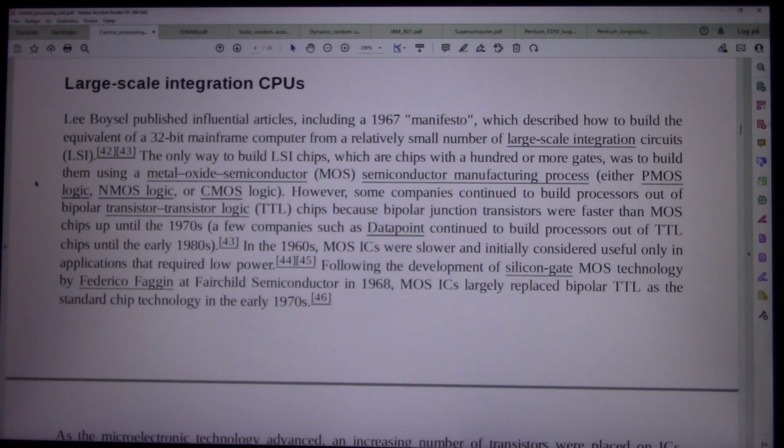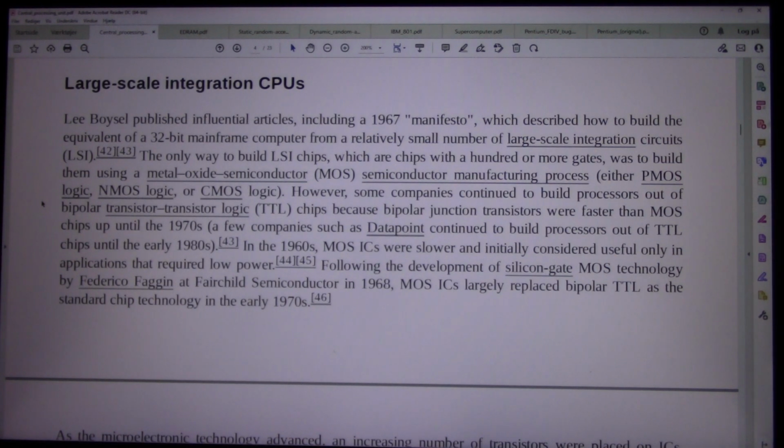However, some companies continued to build processors out of bipolar transistor-transistor logic, TTL, chips because bipolar junction transistors were faster than MOS chips up until the 1970s. A few companies such as Datapoint continued to build processors out of TTL chips until the early 1980s. In the 1960s, MOS ICs were slower and initially considered useful only in applications that required low power.